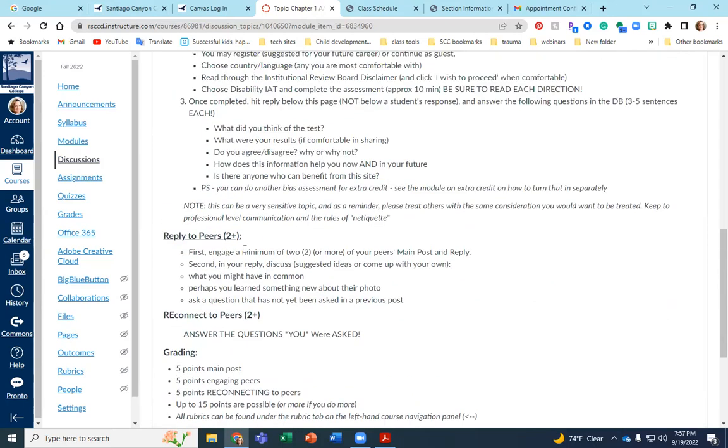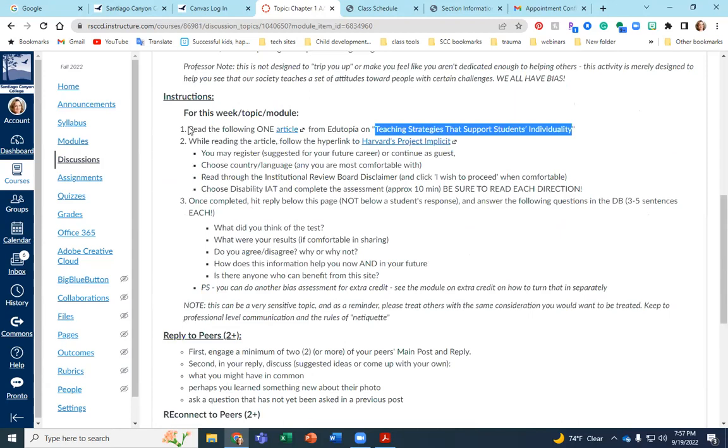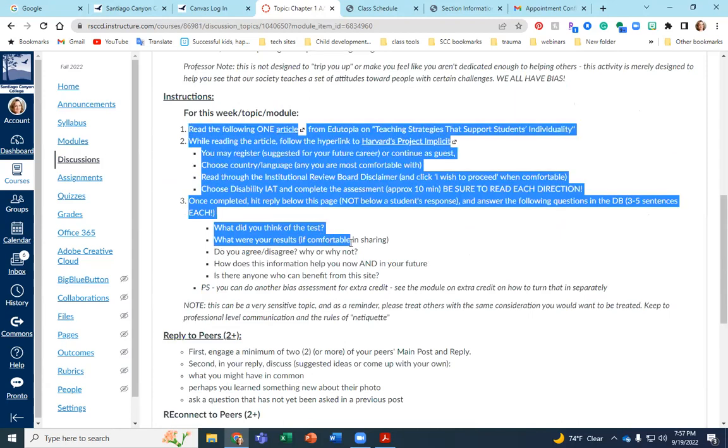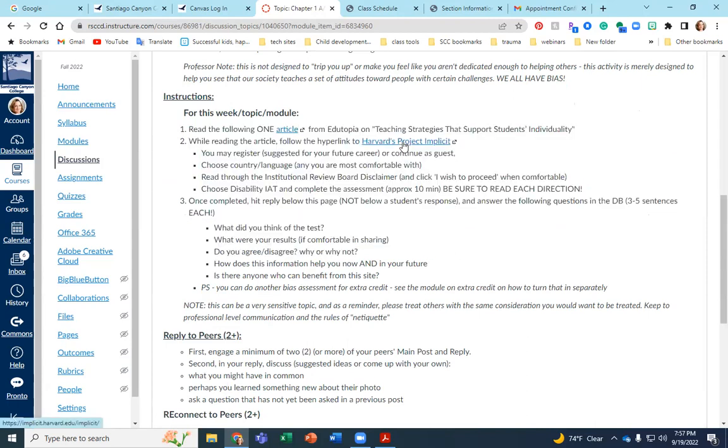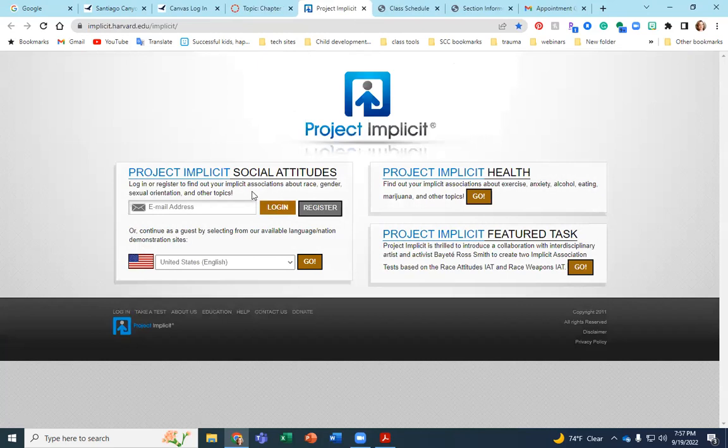So again, you're going to do all this stuff, 1, 2, 3. And then at the end, you're just going to write, what did you think of that test? What were your results, if you want to share? Did you agree or disagree? Trust me, there are several tests on this Harvard Project Implicit. There's social attitudes, implicit health. There are some other ones in here, but you have to kind of dig for them. There was one about gay people, and my best friend's gay, and it said I have a little bias against gay people. I was like, oof, not exactly, but okay, maybe.